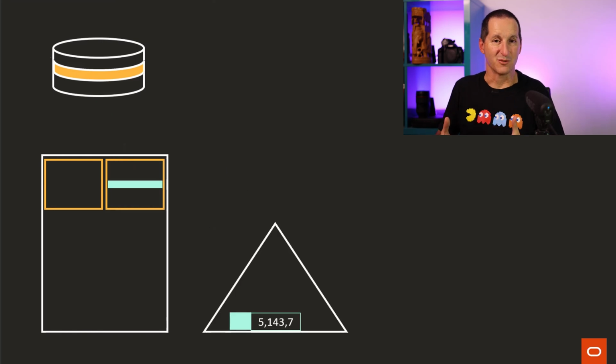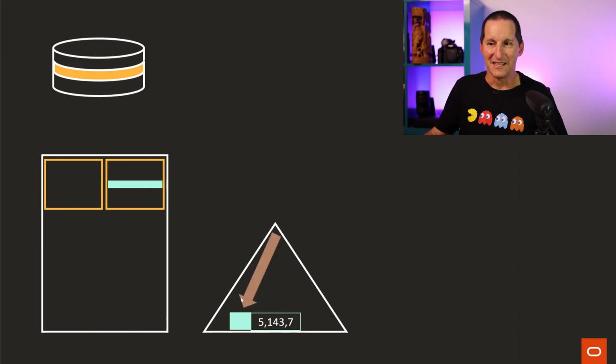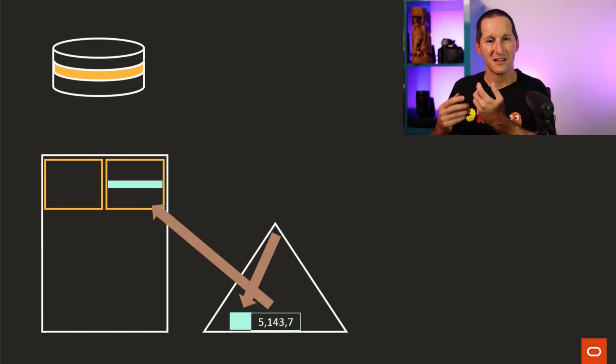The way indexes work is by storing that ROWID associated with keys. So if I'm looking for this row, which is a lovely green key, I navigate my way down the index nice and efficiently. That tells me, you'll find that row in file 5, block 143, row number 7, and that's how we get it.